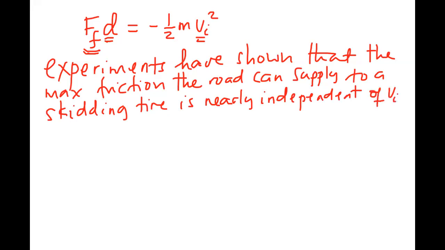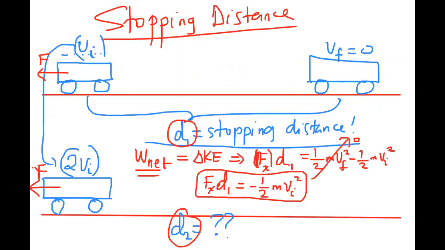So in other words, what we are saying is that the force of friction here is nearly the same, whether the car skids from fast speed or slow speed. I'm thinking about this situation. Remember, it all starts here. The frictional force here is the same, whether the car is moving slow or fast initially. So experiments have shown that this value of F is actually the same.